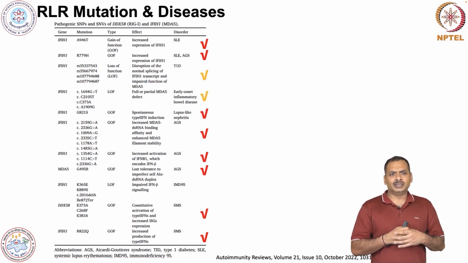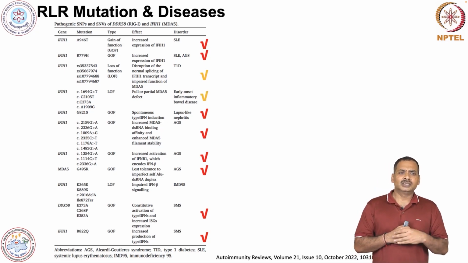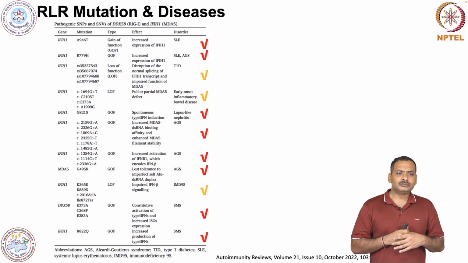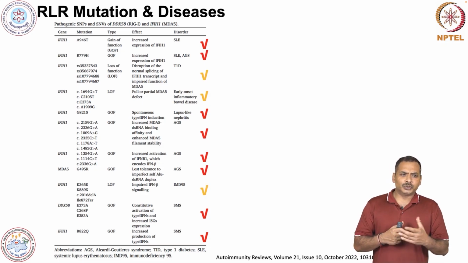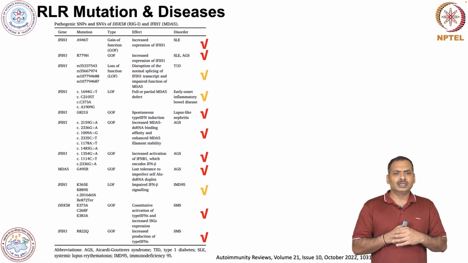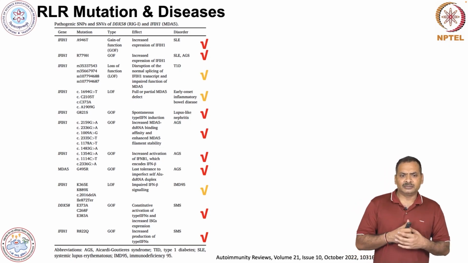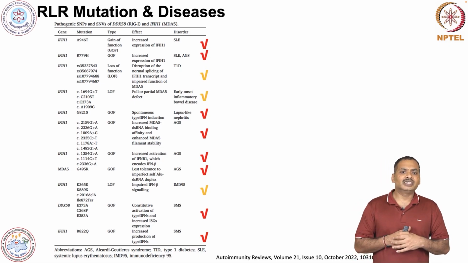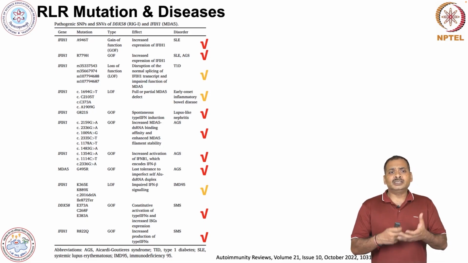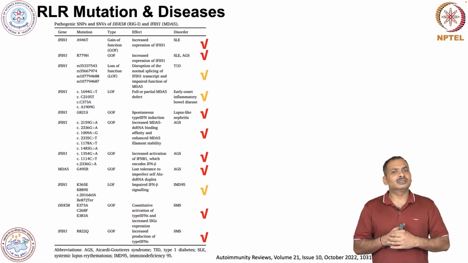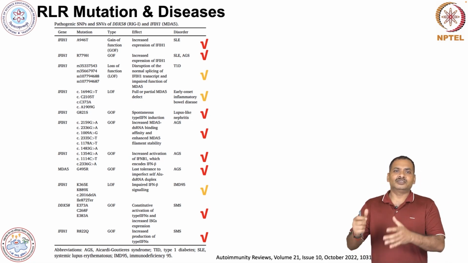And there is another mutation associated with MDA5 that will cause early onset inflammatory bowel disease. And there are a few more mutations, some deletions are also there, and that will cause impaired interferon beta signaling, and that will also be a disease condition, which is basically immunodeficiency 95, okay. So these are some mutations associated with disease, and these mutations are basically in RIG-I and MDA5, okay.